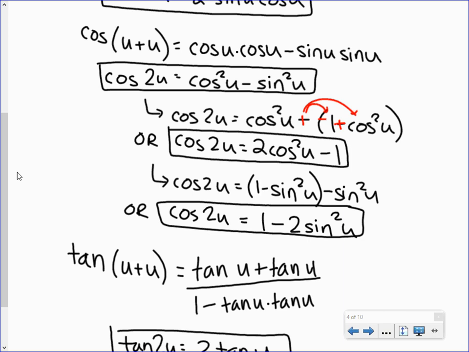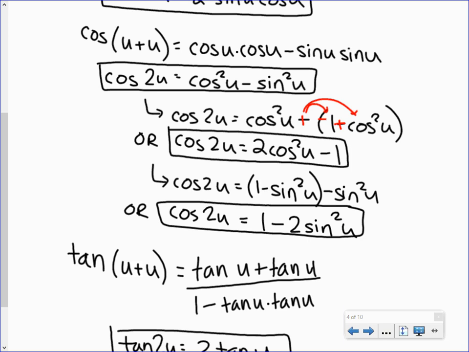So what we're going to do is we're going to take this formula and we're going to isolate the cosine squared. So we're going to add 1 and divide by 2. That's a power reducing formula. And then we'll do the same thing for the other version. We'll solve for what sine squared is equal to. We're going to have to subtract 1 and divide by negative 2. Okay. So let's do that.